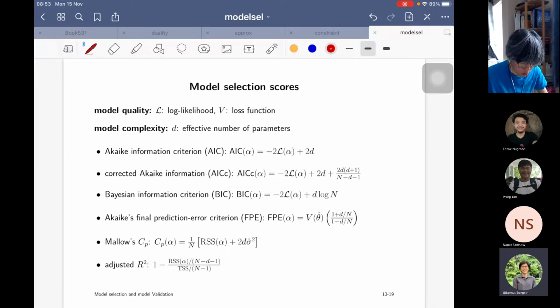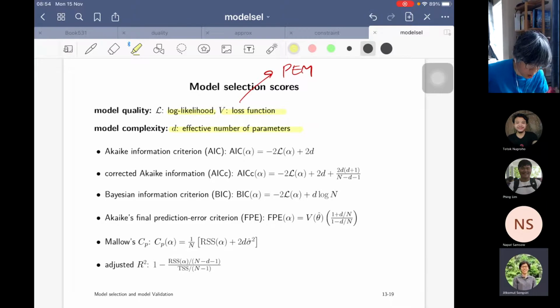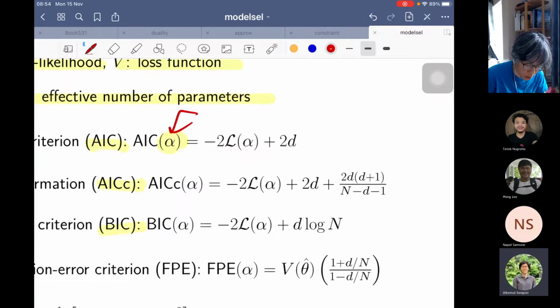Okay, here are the model selection scores. The term that represents the model quality in this slide is the log likelihood or the loss function. The notation V is the loss function we have seen before when we talked about the prediction error method. The model complexity will be indicated by D, effective number of parameters. So I would like to scan through these model selection scores: AIC, AICc, BIC. First, the Akaike information criterion, AIC, as a function of alpha, where alpha indicates the model complexity degree. AIC is -2 log likelihood plus 2D.